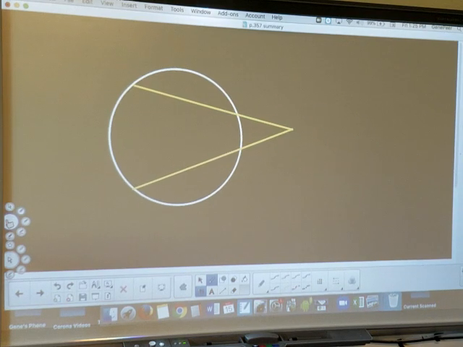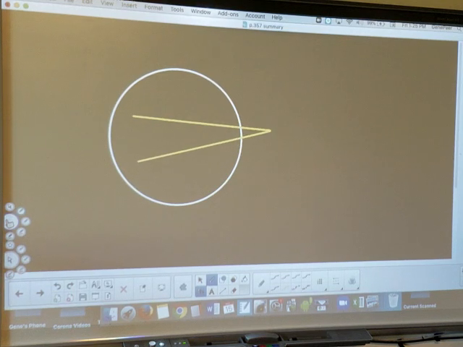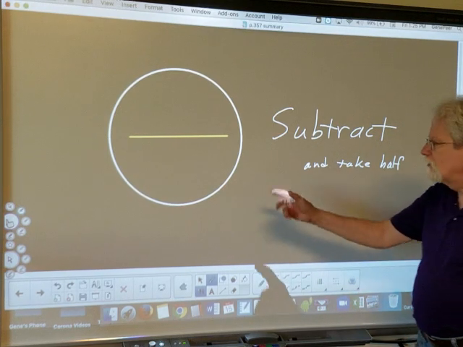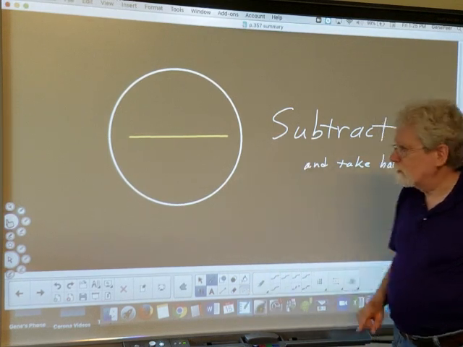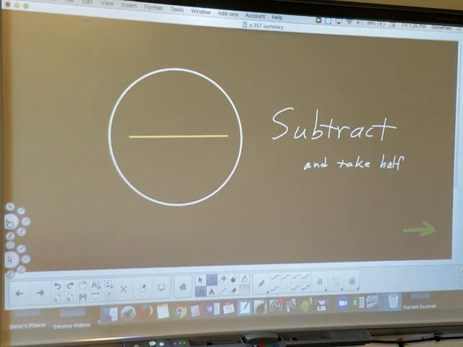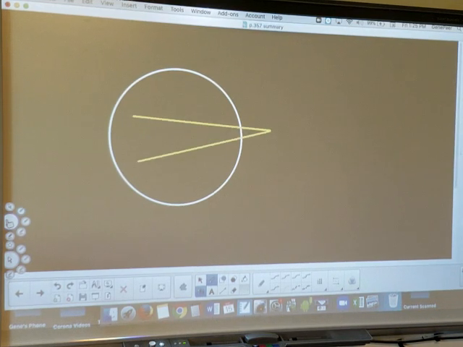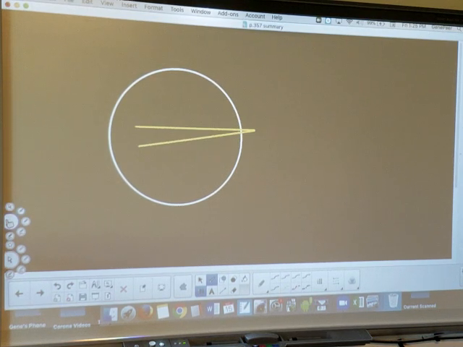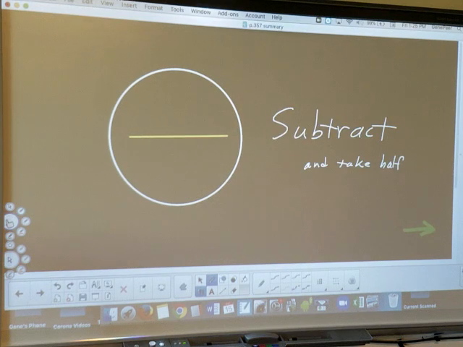What if they meet outside the circle? Well, again, with a little bit of imagination, if we squeeze those together and shrink them up a little bit, we have a subtraction sign. That reminds you that when they meet outside the circle, you subtract and take half. See that one more time? If they meet outside the circle, you squeeze them together, and the rule is you subtract and take half.